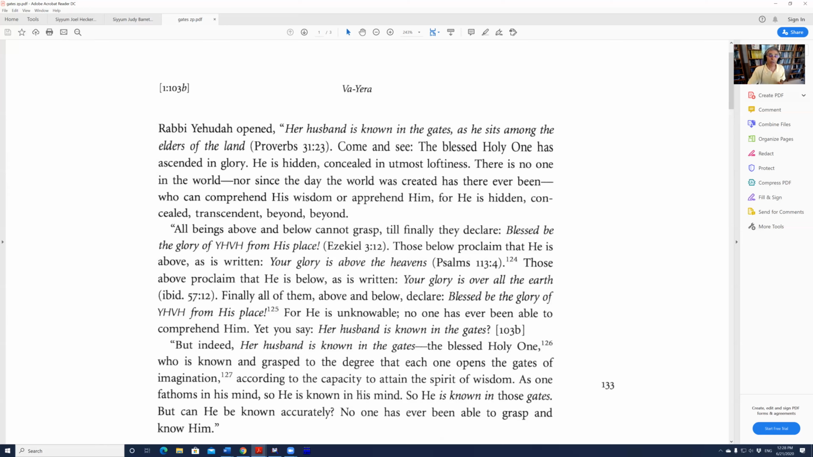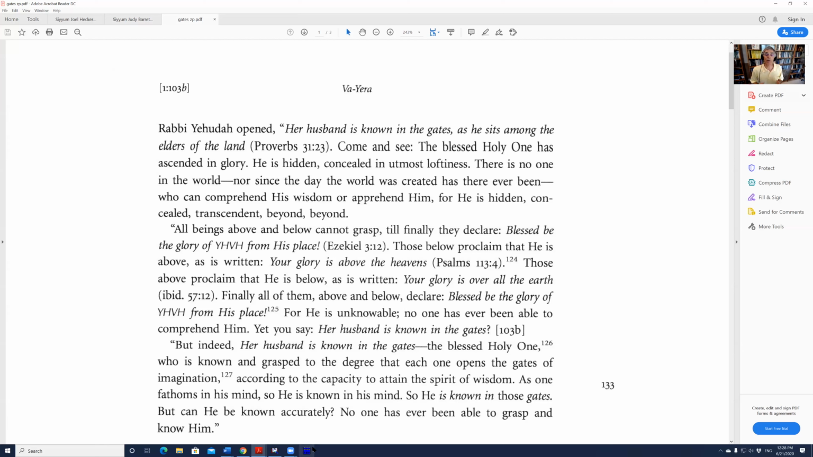But indeed, her husband is known in the gates, the Blessed Holy One, who is known and grasped to the degree that each one opens the gates of imagination, according to the capacity to attain the spirit of wisdom. As one fathoms in his mind, so he is known in his mind. So he is known in those gates. But can he be known accurately? No one has ever been able to grasp and know him. So ultimately, God is unknowable, but there's a sense in which the transcendent divinity can be known in the gates.